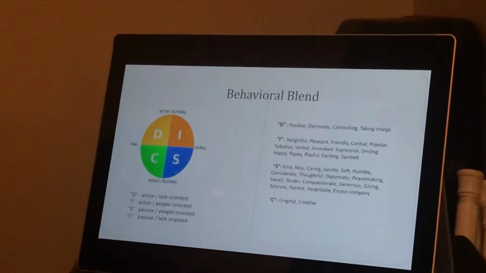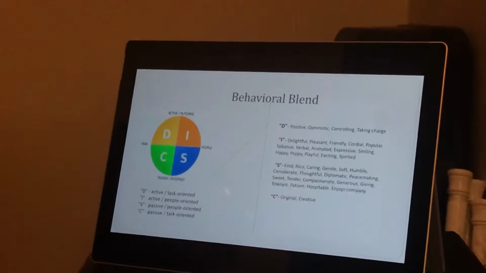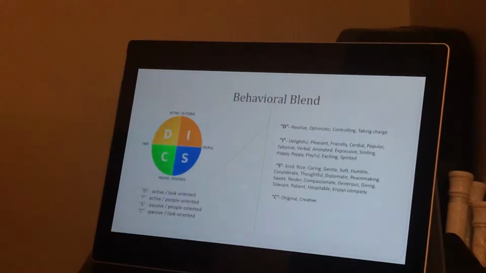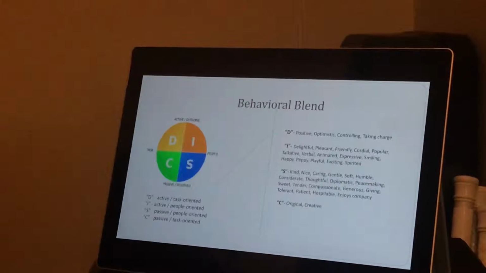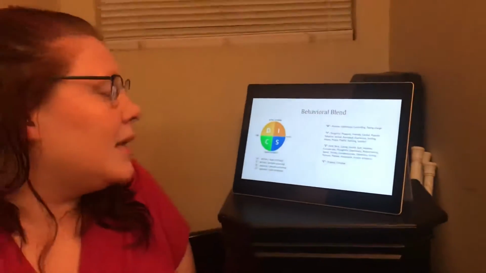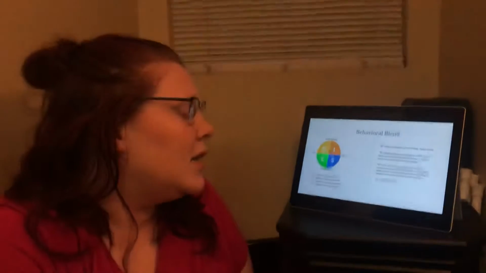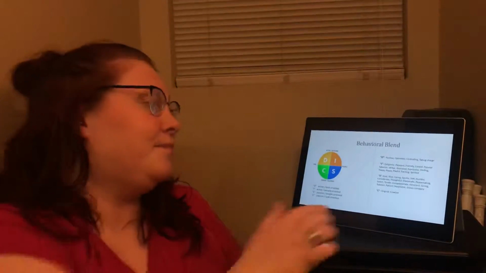With my results, my D was positive, optimistic, controlling, and taking charge. Some examples of my I were delightful, pleasant, and friendly. Some examples of my S were kind, nice, and caring. And my C's were original and creative.